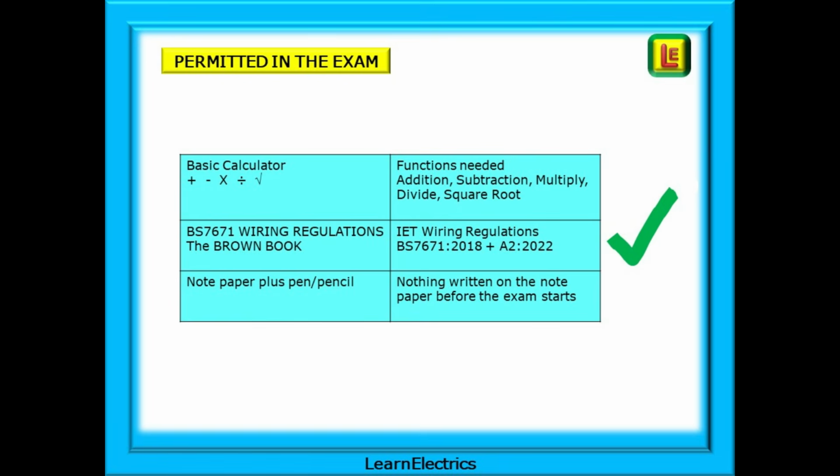You will need the BS 7671 wiring regulations book, the Brown book, to amendment number 2. Properly, it is called the IET wiring regulations BS 7671 2018, amendment 2 2022. And no, the blue amendment 1 book will not do the job.